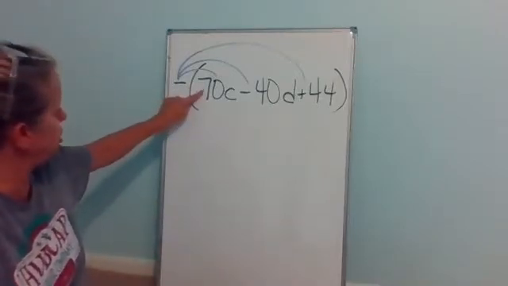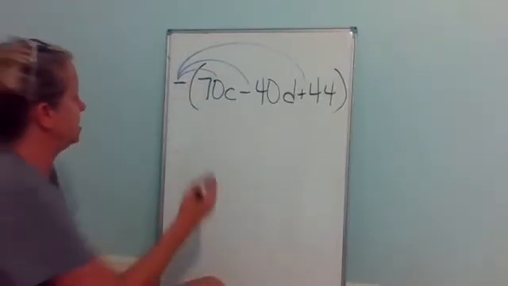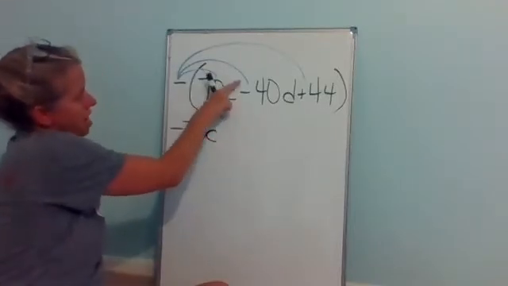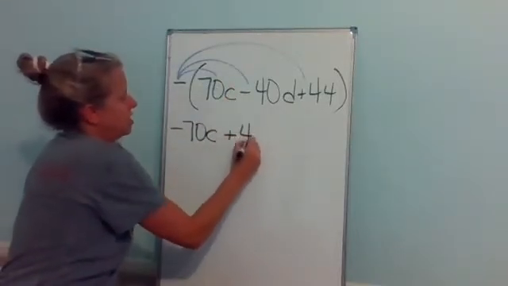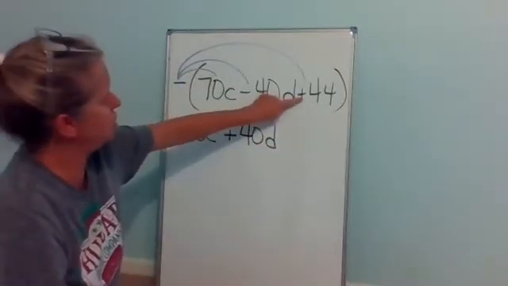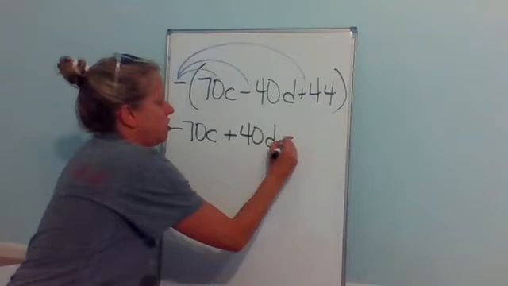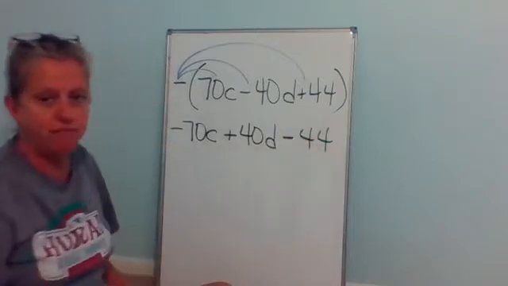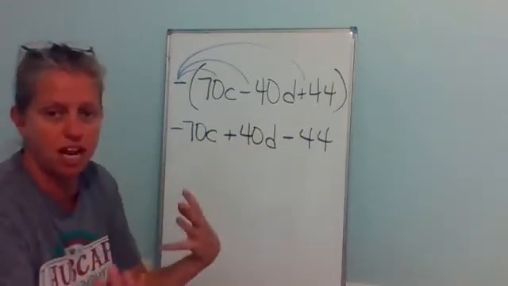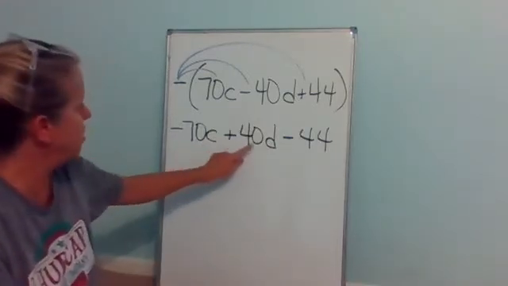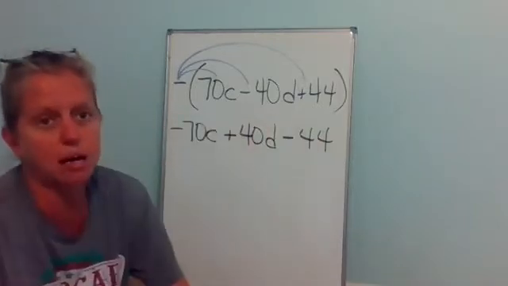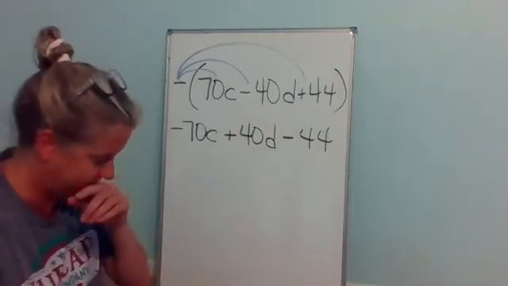So what is this one going to turn into? It'll make that a negative 70C. If I distribute a negative to this negative, it turns that into a positive 40D. And if I distribute a negative to this positive 44, it's going to turn it into a negative 44. And once again, I'm looking at my terms to see if there's any way I can simplify this. However, one's a C, one's a D, and one's a constant, which means nobody can combine. So that's just all you can do on that one.